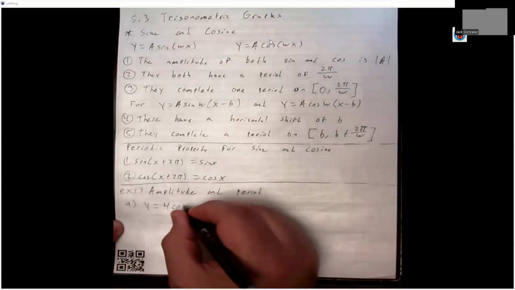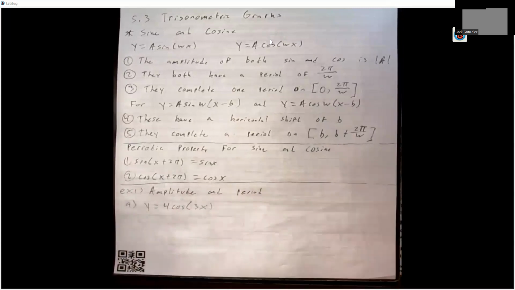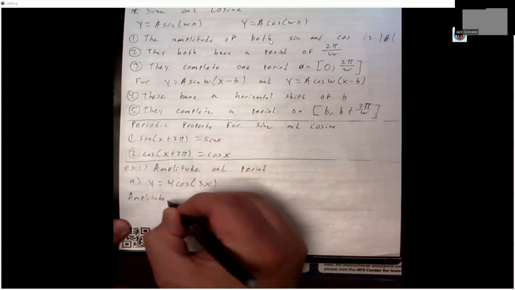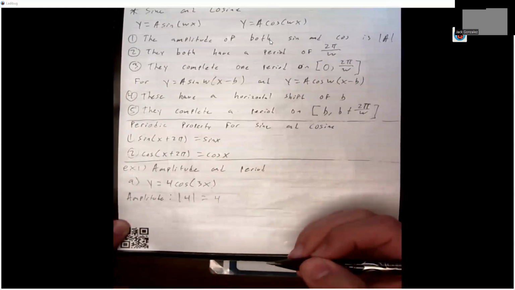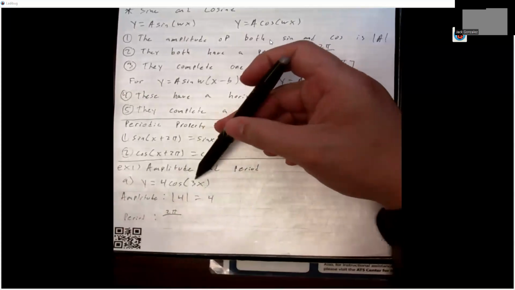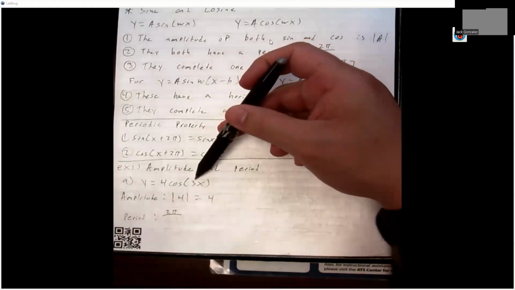So your homework will start off with stuff like this. Find the amplitude and period of some function y equal to 4 cosine 3x. So the amplitude, and I'll show you what that looks like in just a moment, is the absolute value of 4, which is 4. Period will be 2 pi divided by the omega. So whatever number is on the x, that's what you divide by. That's what the formula is saying here.